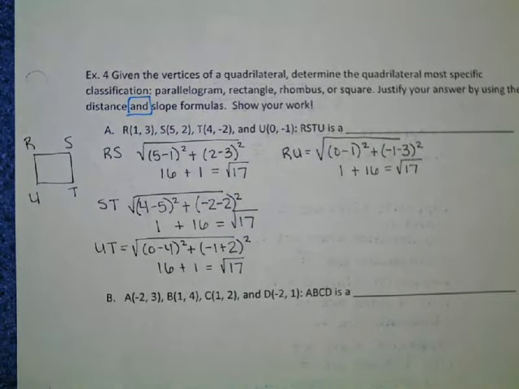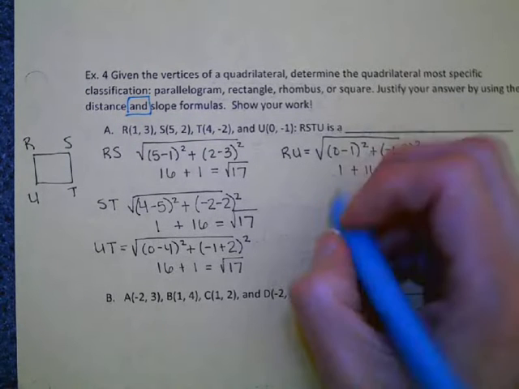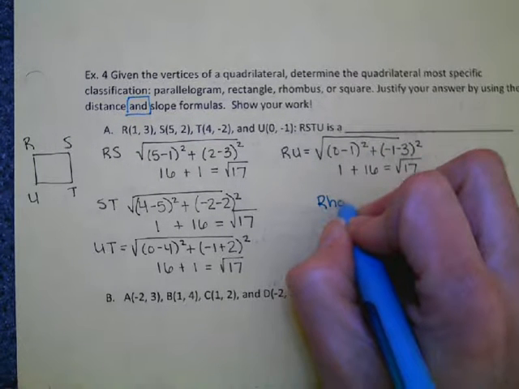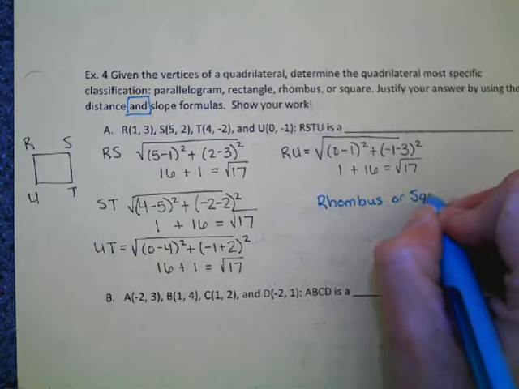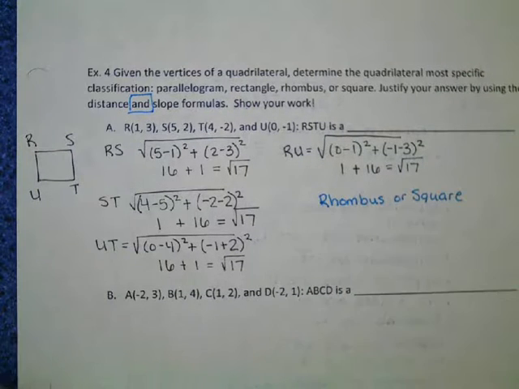So there's two objects out of our choices that have all four sides congruent. Our choice now, is it going to be a rhombus or square? Because in both of those cases, all four sides are congruent. So now we have to check to see if the slopes are perpendicular. If the slopes are perpendicular, then we know it's a square, because that means they're 90 degrees. If the slopes are not perpendicular, or opposite reciprocals, then it is a rhombus.